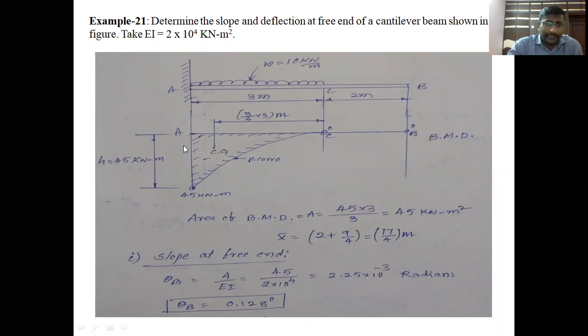That's why I locate that 45 kilonewton meter below the baseline due to clockwise movement. It is a negative bending moment. So locate 45 kilonewton meter on the line drawn from A. Okay, and by joining these points we can get the bending moment diagram.